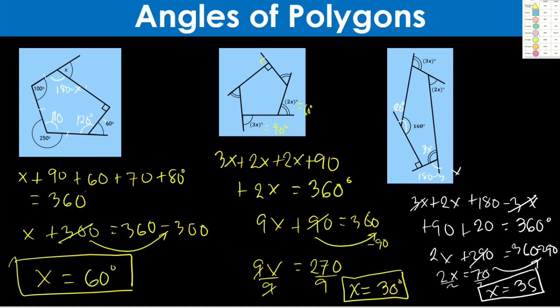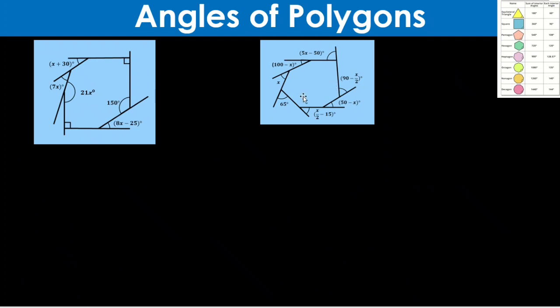That means if you want to get the angle here, this is 70 degrees. And this is 105 degrees. Okay, and that's the answer. Now let's move to the last one. I'll let you solve this one here. I will use the exterior angles here instead.